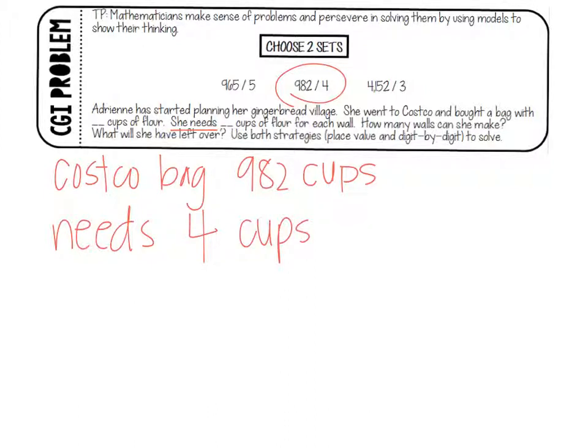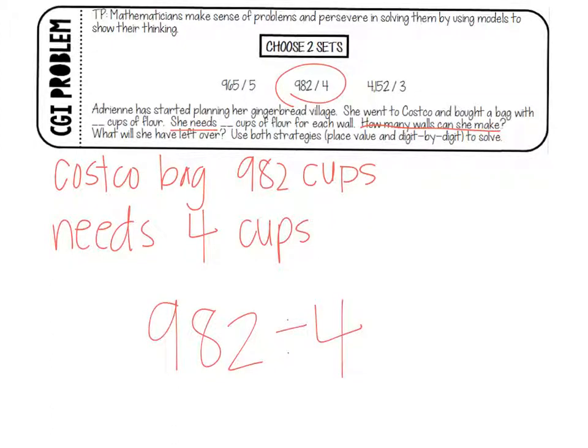Okay. So, what are we doing with this to find out how many walls she can make? What do we have to do with that number 982? Are we going to multiply it by 4? No. Divide it. We're going to divide it because she has all this and she needs to divide it for each wall, right? Okay, so 982 divided by 4. So, I'm going to write 982 divided by 4.